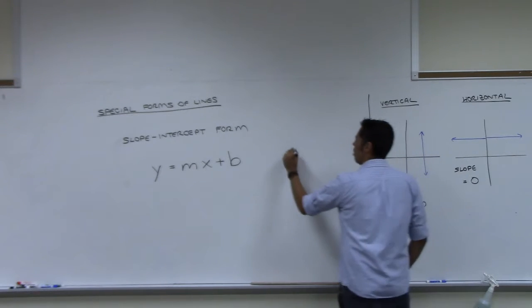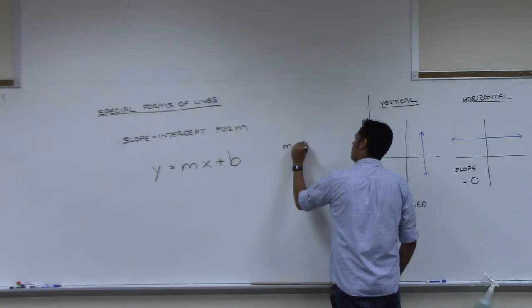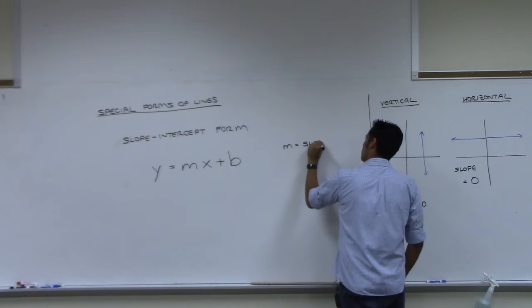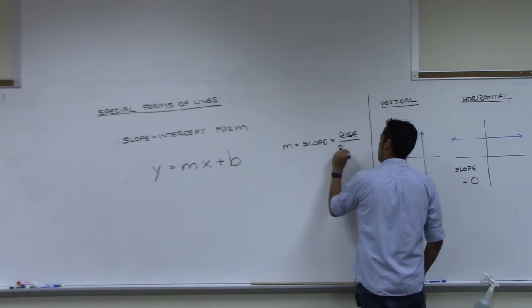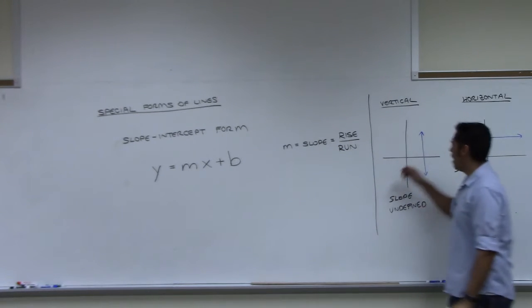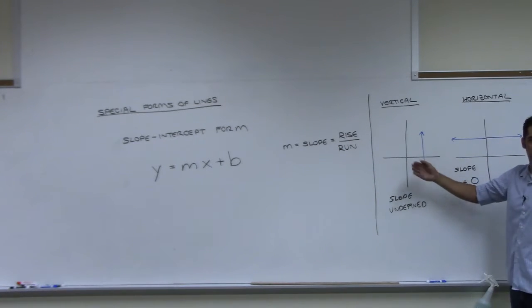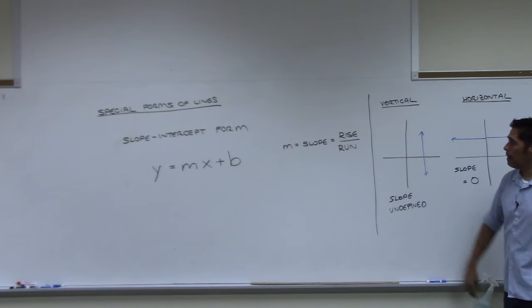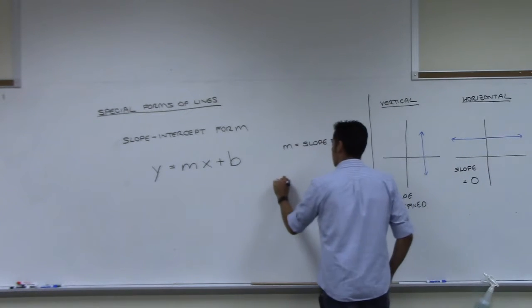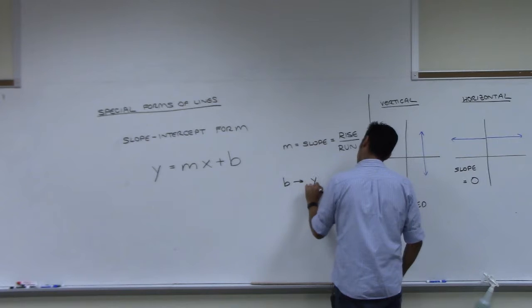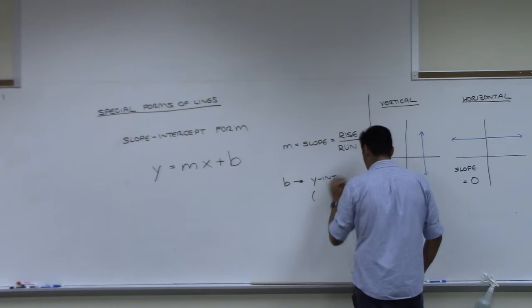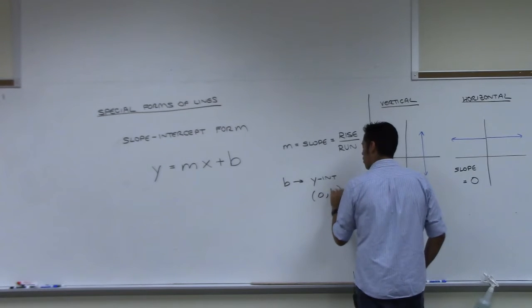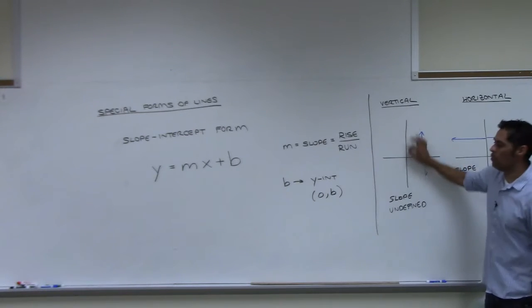So the m is the slope, which we define to be the rise of the line divided by the run of the line. So rise is the up and down, and the run is the left and right. And then the b is the y-intercept. In other words, it's this point on our graph. It gives us that point on the y-axis.